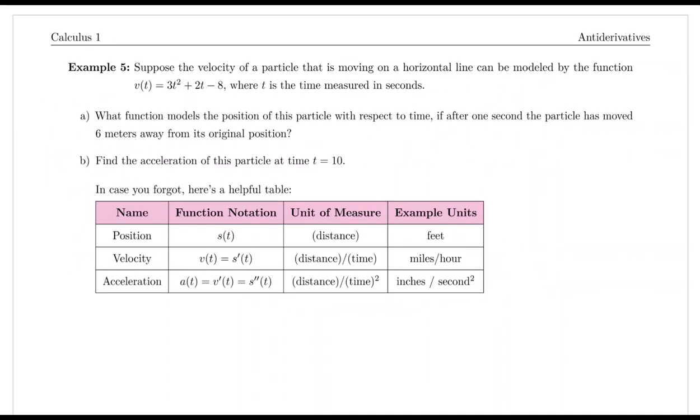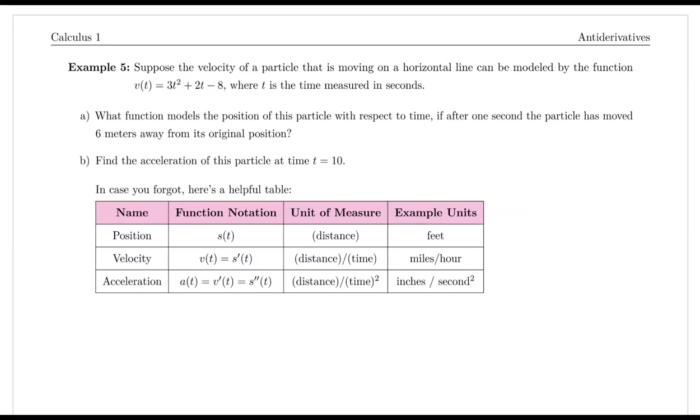Example 5 says, suppose the velocity of a particle that is moving on a horizontal line can be modeled by the function v of t is equal to 3t squared plus 2t minus 8, where lowercase t is the time measured in seconds. Part A says, what function models the position of this particle with respect to time if after 1 second the particle has moved 6 meters away from its original position?